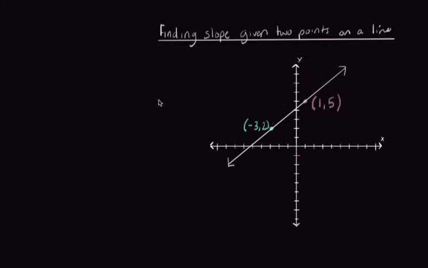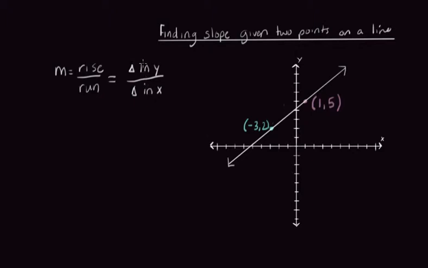Okay, so suppose that we have a line and we know two of the points on that line, but we want to find the slope. So we know that the slope is equal to the rise over the run, right? Which is also equal to the change in y. So I'm going to use this little delta, which means change. So the change in y over the change in x.